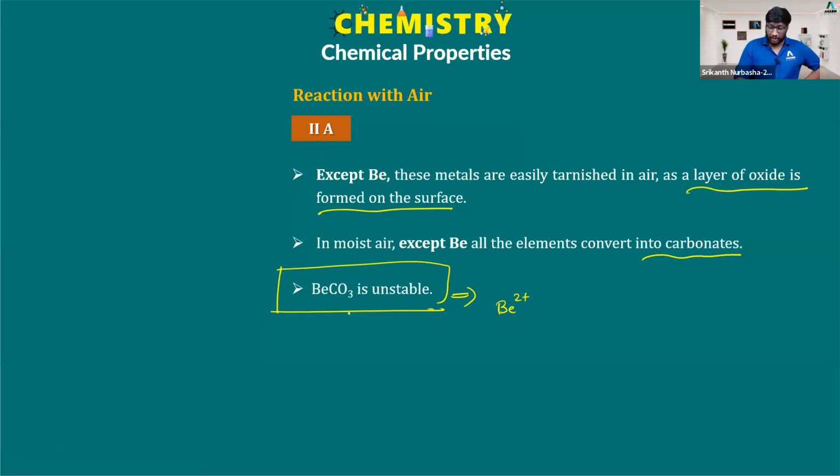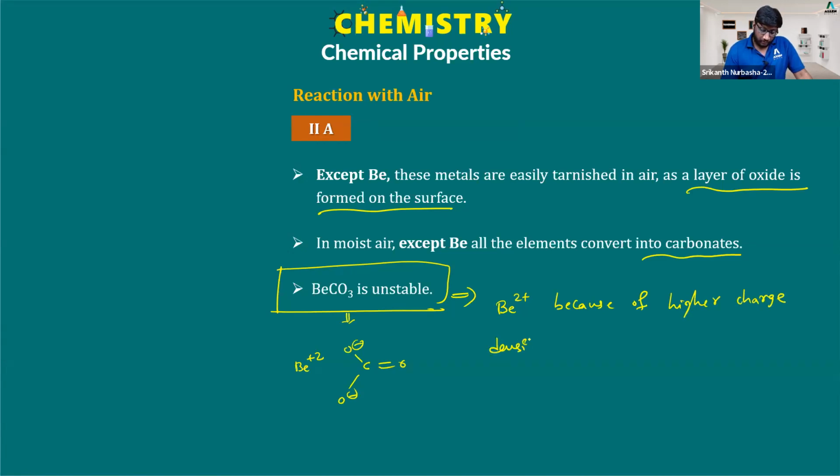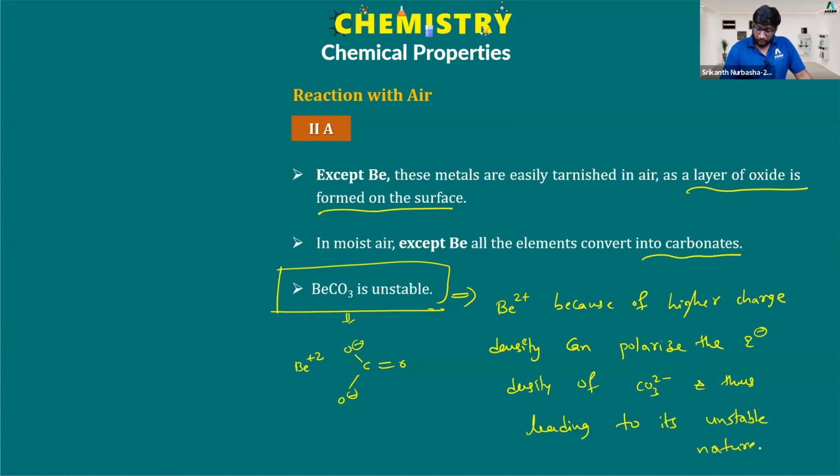In BeCO3 we have Be2+ and CO3 2-, with C double bond O, O-, O-. Be2+, because of its higher charge density, can polarize the electron density of CO3 2-, thus leading to its unstable nature.